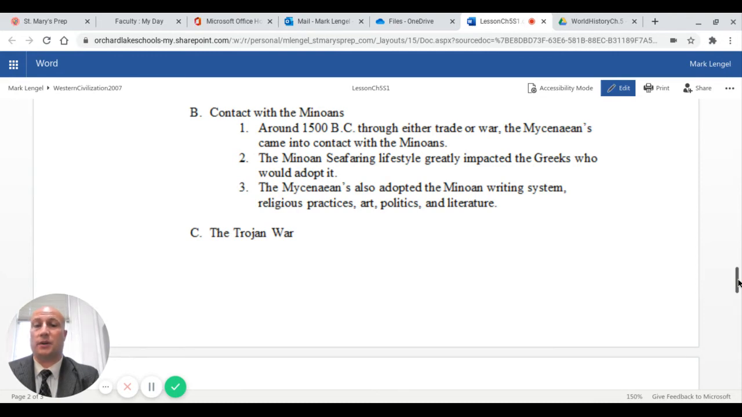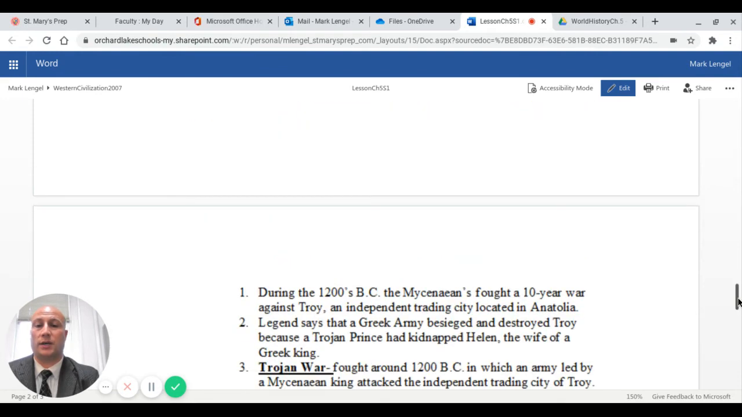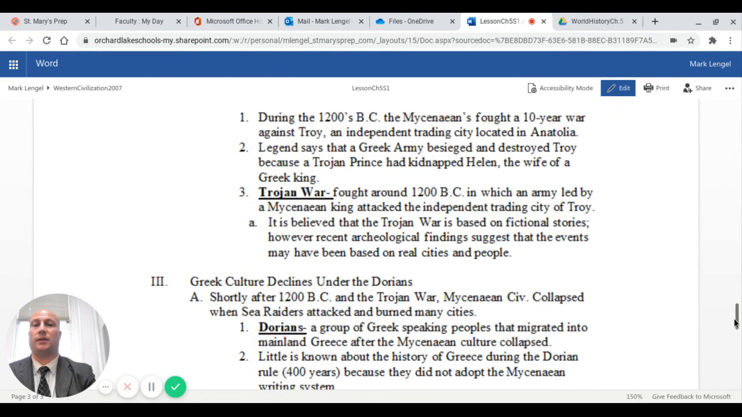In capital letter C, we'll talk about a mythical war called the Trojan War. Okay, the Trojan War was fought for 10 years, what we believe. If it did occur, it would have been a 10-year war during the 1200s of the BC era.